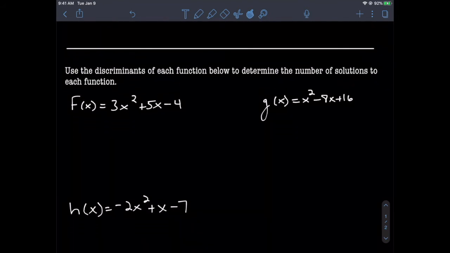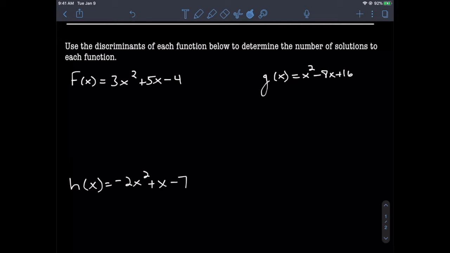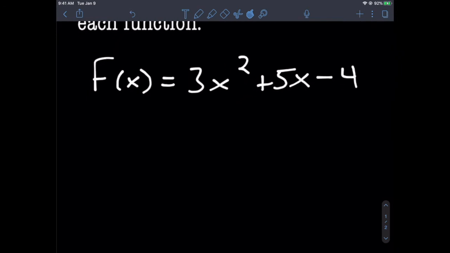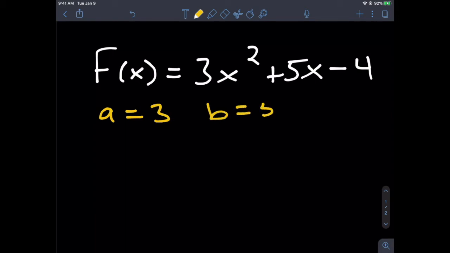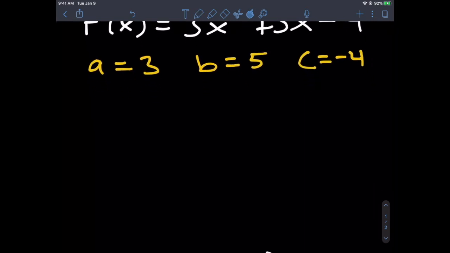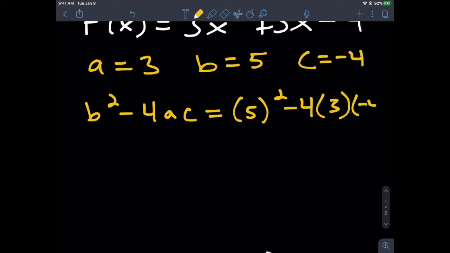So, our task here is to use the discriminants of each of the following functions to determine the number of solutions that each function has. We'll start with f of x. Now, the first step in all of these is to identify a, b, and c. a in this case is 3. b, the number in front of x, is 5, and c, our constant term, is equal to negative 4. Then we're going to plug these into our discriminant formula. That would be b squared minus 4ac, and we're looking for the sign at the end of the day. b was 5, a was 3, and c was negative 4.